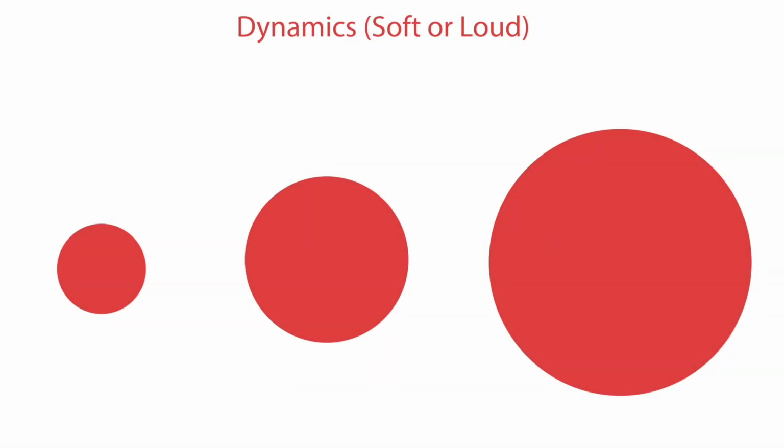Dynamics measures how soft or loud a sound is. So this is quite an obvious one, but the bigger you draw your shape, the louder it will play.